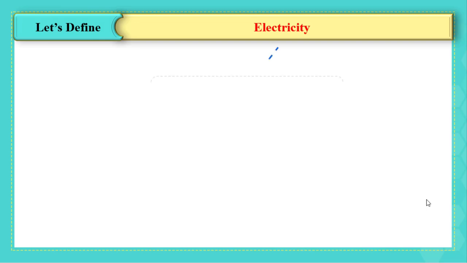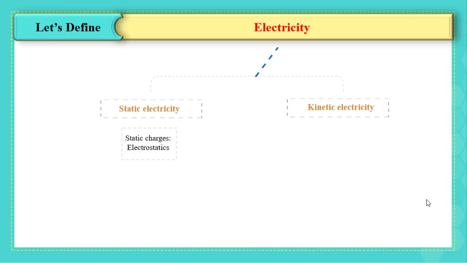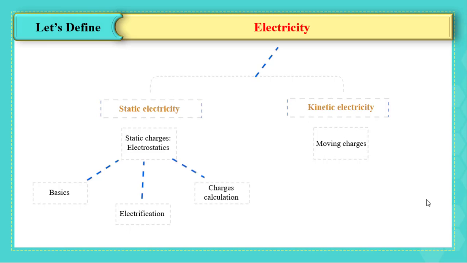There are two main types of electricity that we will learn this year: static electricity and dynamic electricity. Static electricity is the branch of electricity concerned about static charges called electrostatics, and dynamic electricity is the branch of electricity concerned about moving charges or flow of charges through a conductor that we will study in the next chapters. In this chapter, we will learn about basics of electrostatics, electrification, and calculation of charges.